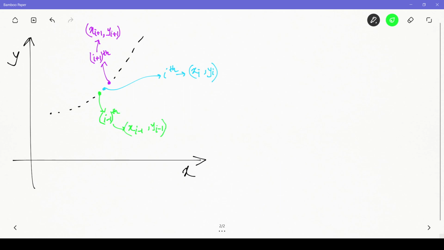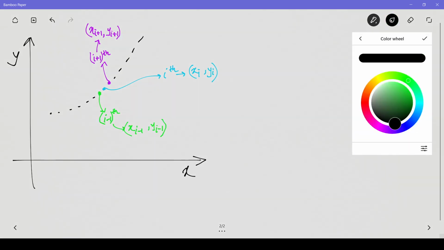Why did I cherry pick these three points? Because we are going to use these three points in order to calculate the derivative at the ith point, at the point x sub i comma y sub i. Our goal is to calculate the derivative of the function. We don't know what the actual function is, we only know the functional values at some given discrete points, and we're going to use those data points to calculate the derivative of the unknown function at this blue colored point x sub i, y sub i. So let's see how we can do that.